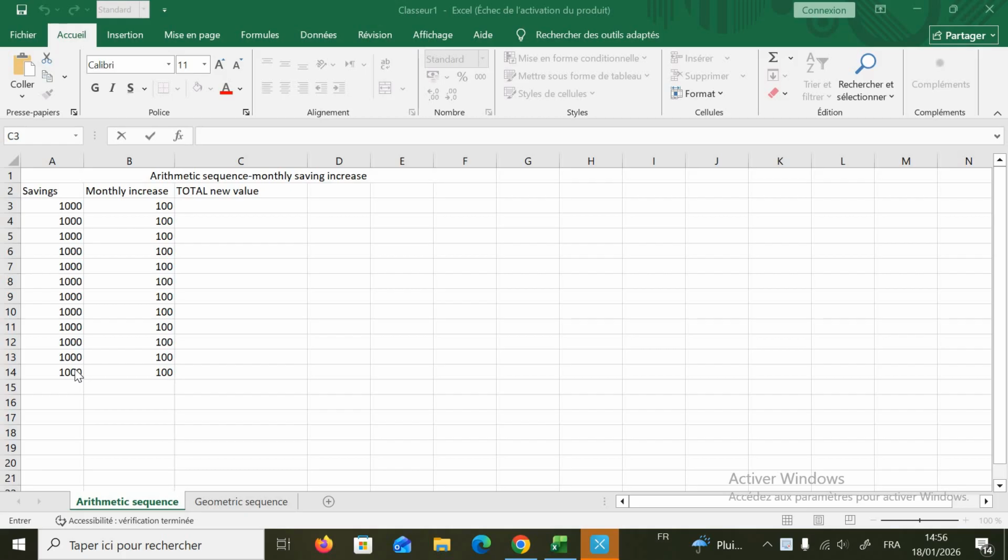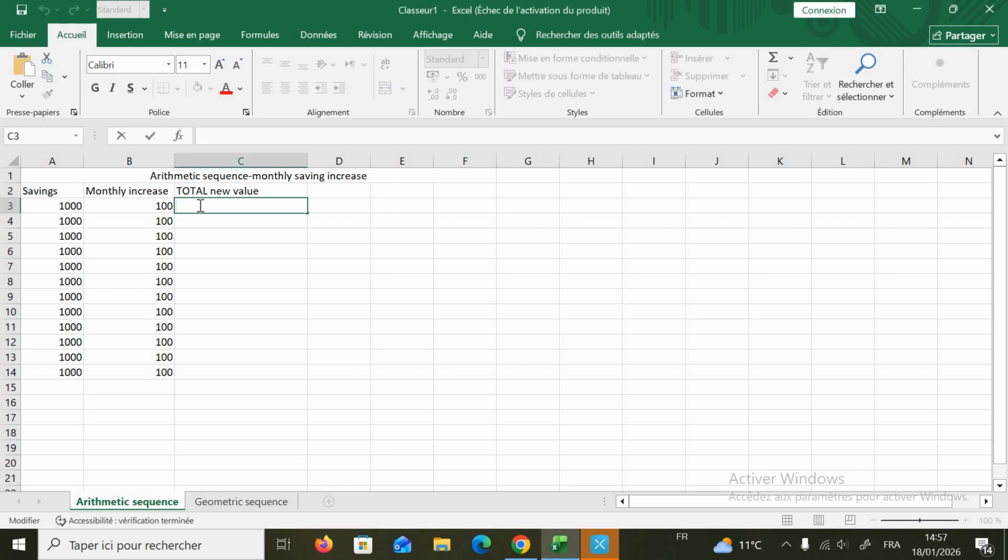So without further ado, let's get started. Here we have an arithmetic sequence of monthly savings increase, so it increases by a constant amount. Here we have the savings, which are consistent. We have a saving of 1,000, and the monthly increase is 100 every month, and we want to know the total new value.